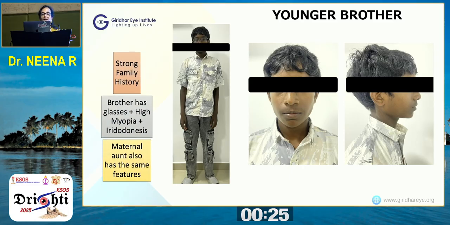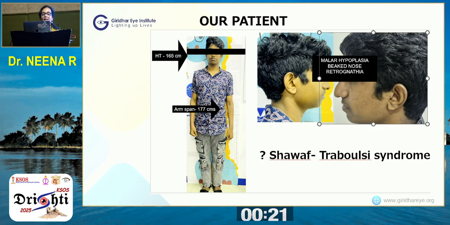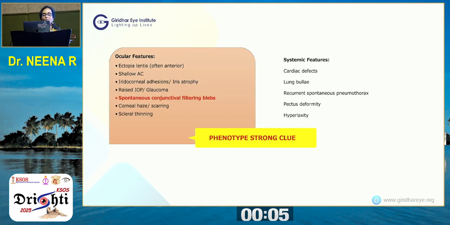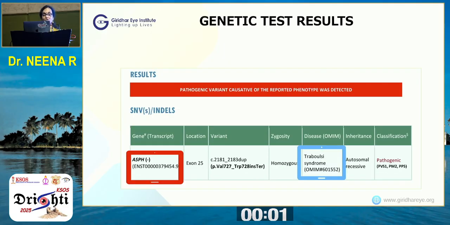The younger brother also has the same condition. Maternal aunt also has the same thing. He has a particular facies: malar hypoplasia, beaked nose, retrognathia. So she thought about this condition called Shashi-Trabulsi syndrome. And that's when we sent him for further systemic evaluation. He had cardiac parameters positive, diaphragmatic hernia, and he came out positive for the ASPH gene, which is coding for Traboulsi syndrome, a mutation in the ASPH gene.